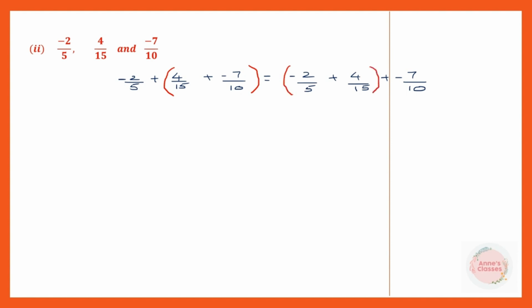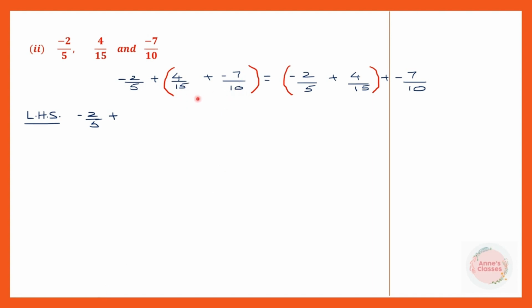Now we are going to prove this. Now this is the left hand side. This is the right hand side. We are going to prove that both are equal. So let's begin with the left hand side. So the left hand side will be minus 2 by 5 plus, okay, now here what do we have within brackets? 4 by 15 plus minus 7 by 10.